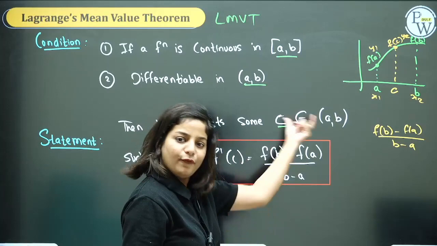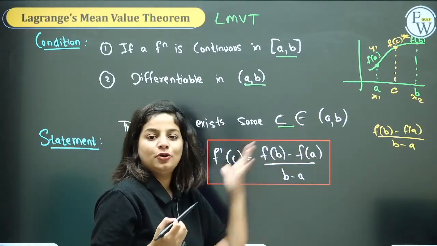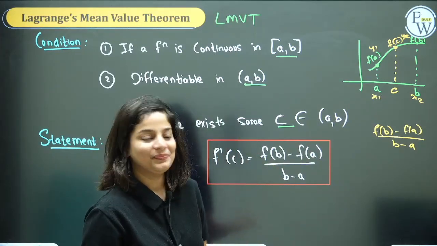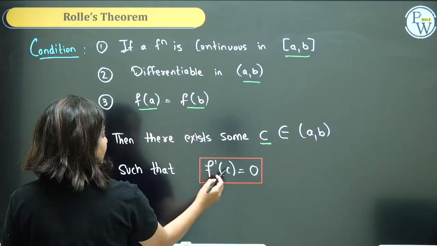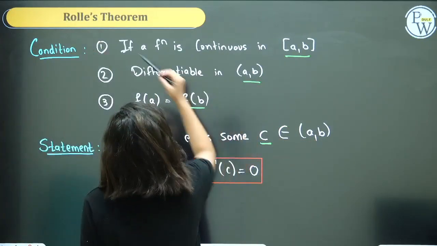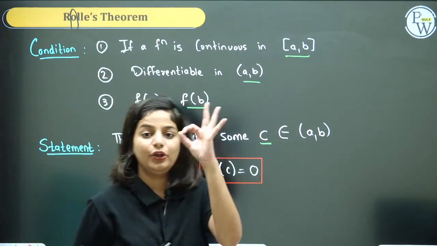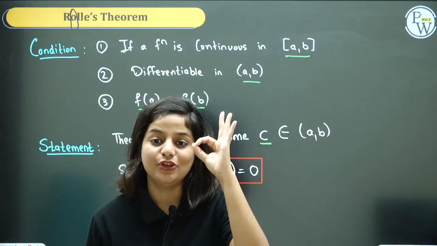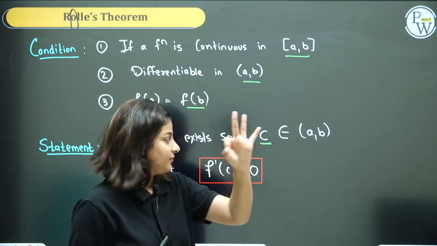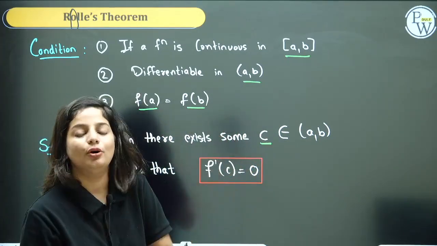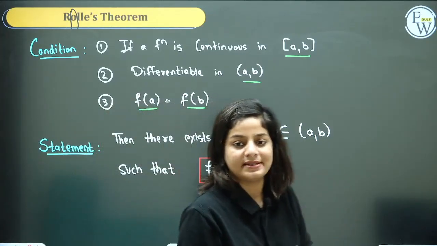And in the same formula now, in LMVT, just put f of b equal to f of a. Will you get 0 when f of b is equal to f of a? You will get 0. That's what your Rolle's theorem is, guys. Remember, Rolle's theorem has a 0. Don't get confused between LMVT and Rolle's. Rolle's theorem is actually from LMVT when you put A equal to B. When you put one more condition in LMVT, you will get Rolle's.